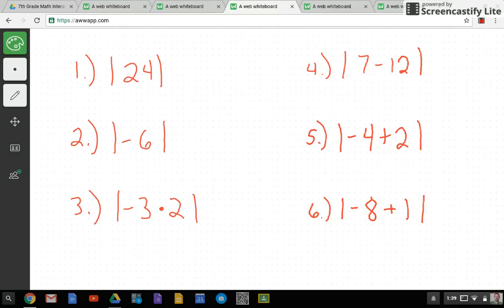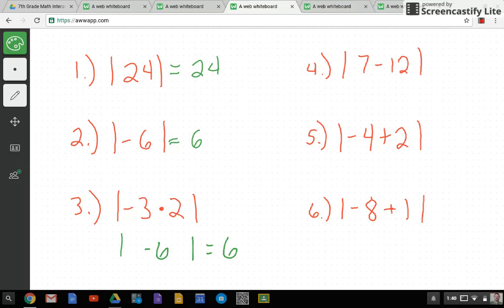Well, the absolute value of 24 is 24 because it's 24 away from 0. The absolute value of -6 is 6 because it's 6 away from 0. On this one right here, -3 times 2 is a -6, but the absolute value of -6 is still 6. We know that from earlier.